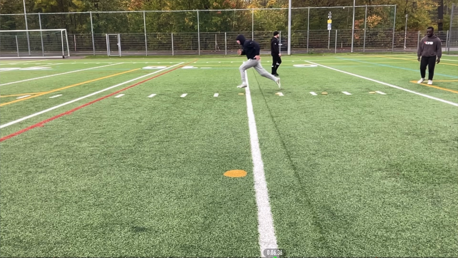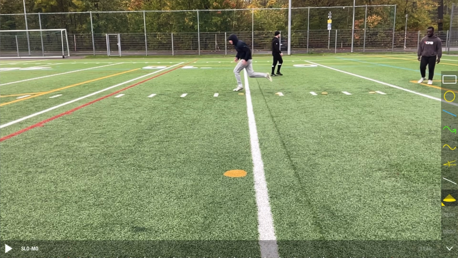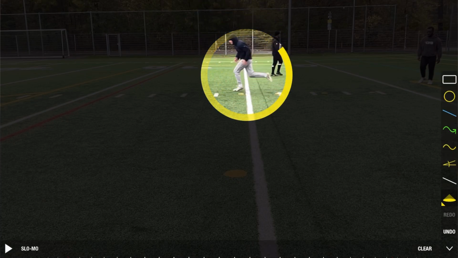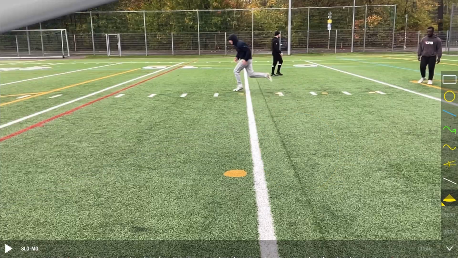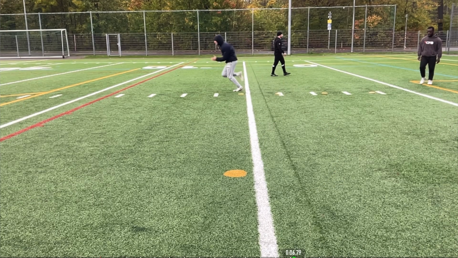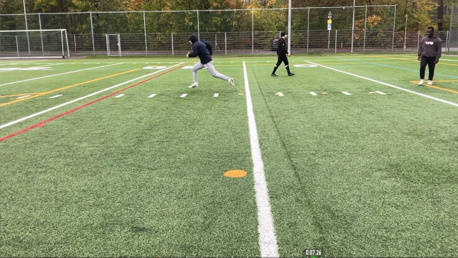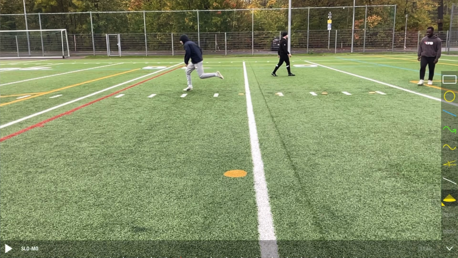So if we want to see if everything is happening quick enough, again, I'm going to look at the knees. If we go to touchdown, when his left leg touches the ground, I want to see where the knees are in relation to each other. Here we can see there's still a decent amount of space between the knees. Ideally, the knees would be closer together at touchdown.